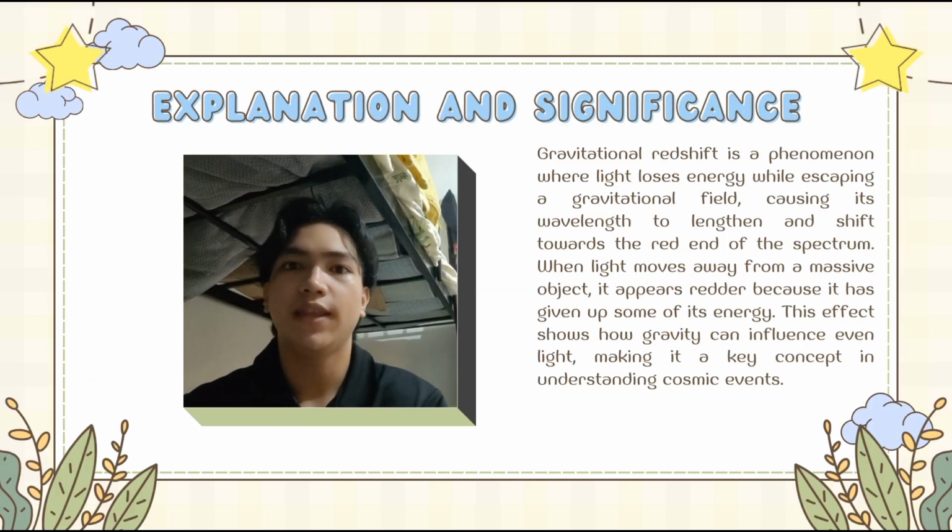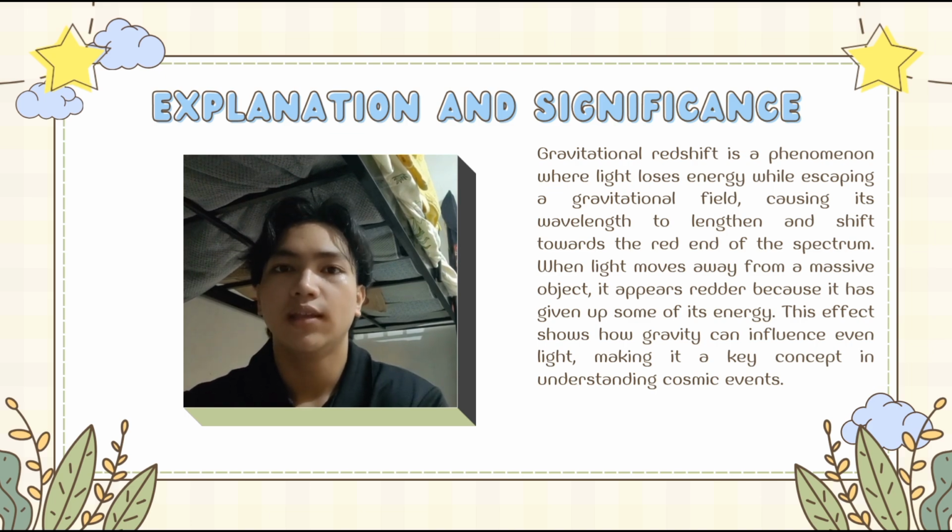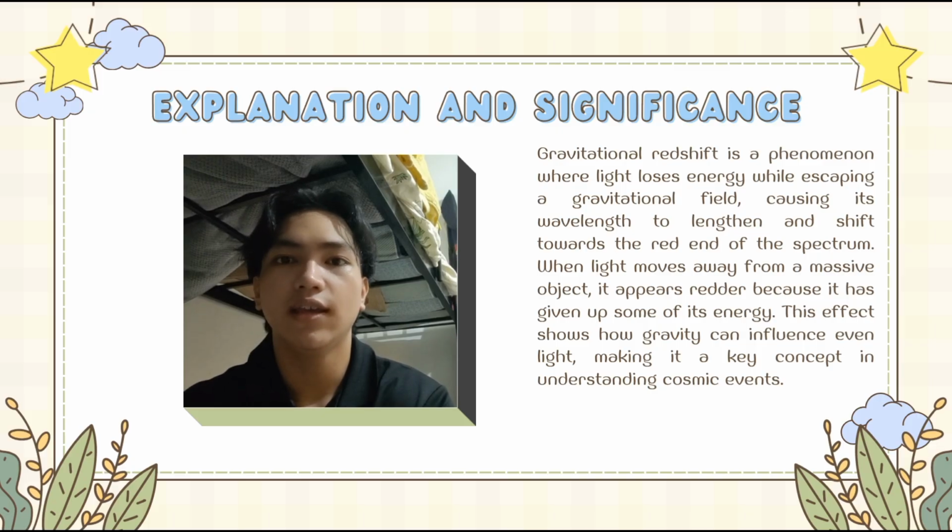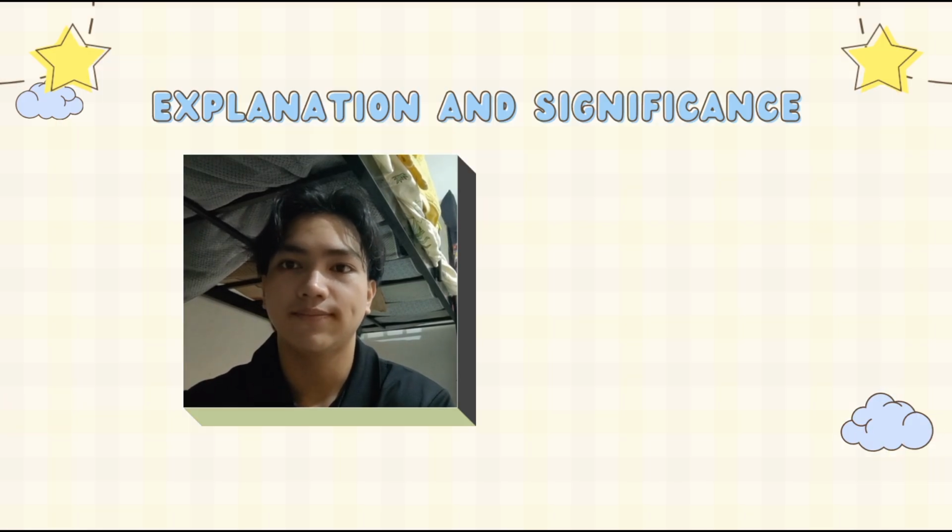Gravitational redshift happens when light has to climb out of a strong gravitational field, like near a star or a black hole. As it moves away, it loses energy and its color shifts toward the red end of the spectrum. This shows that gravity can even affect light, stretching it and changing its appearance.